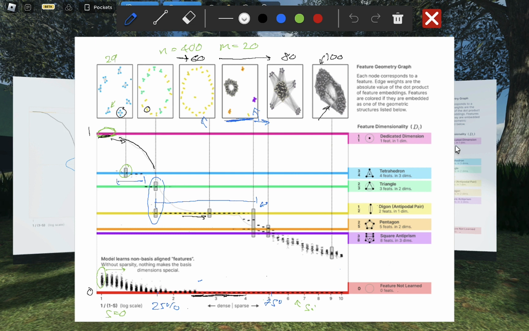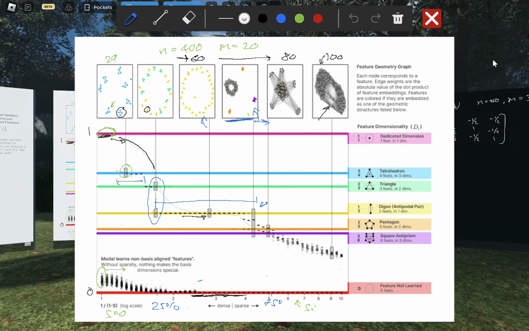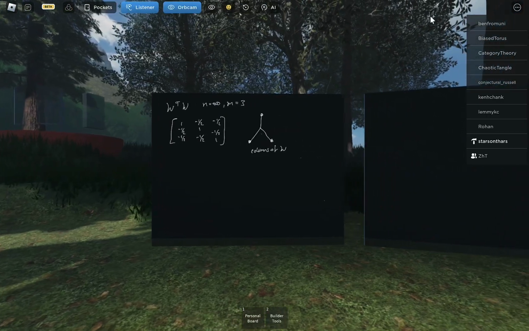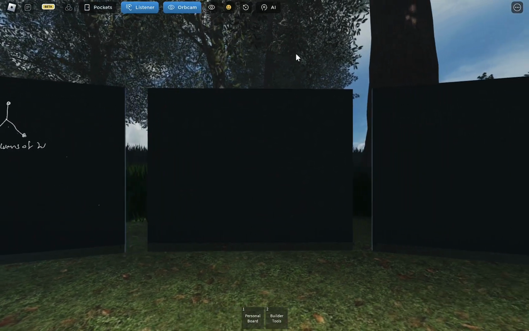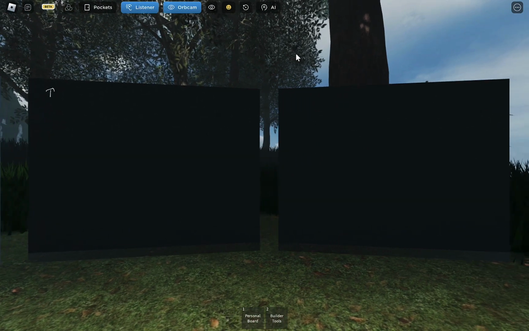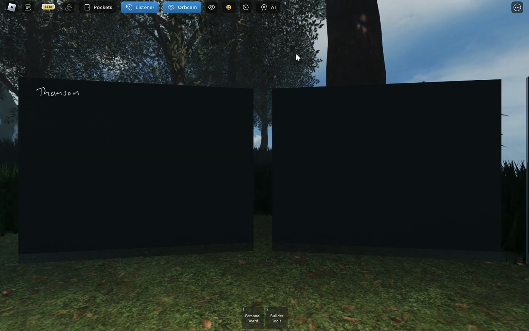So now what the authors do, which I will talk about next, is they connect this to a famous problem in physics and maths called the Thomson problem. I will present that, and then we will discover that this thing is actually very hard to solve, unfortunately. So let me present the problem, and then I'll connect it to the graph and what's going on here.